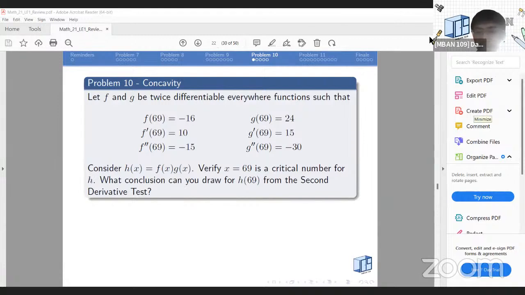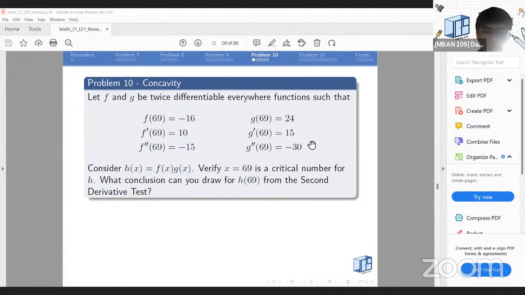So, hello, good afternoon. I am Daniel Miguel, or DM for short. I will be discussing today problems 10 and 11 about concavity and graph sketching respectively. So, problem 10, concavity.